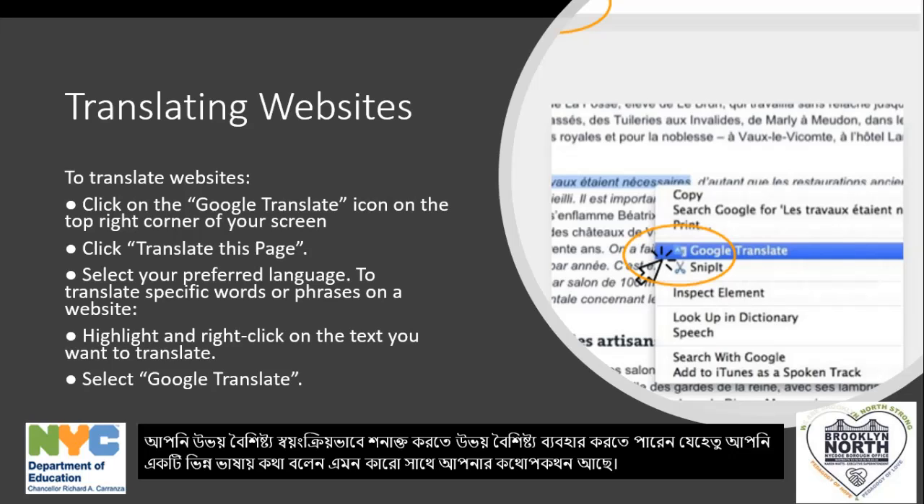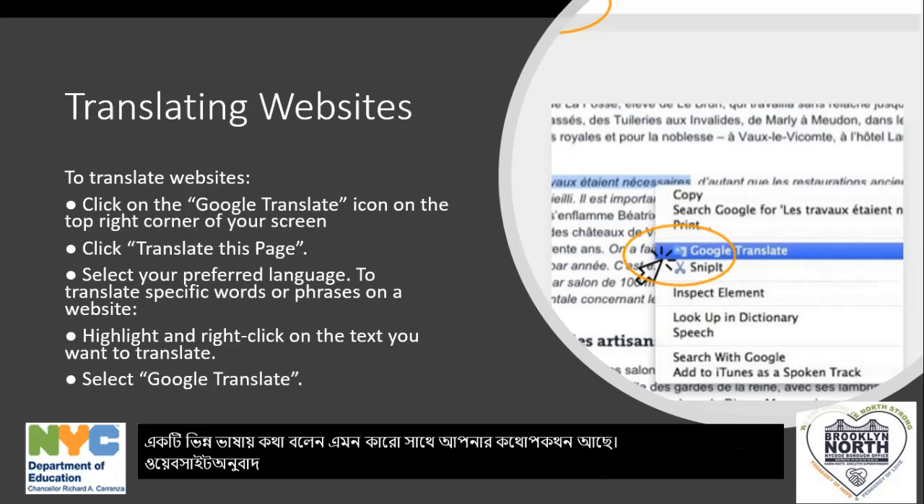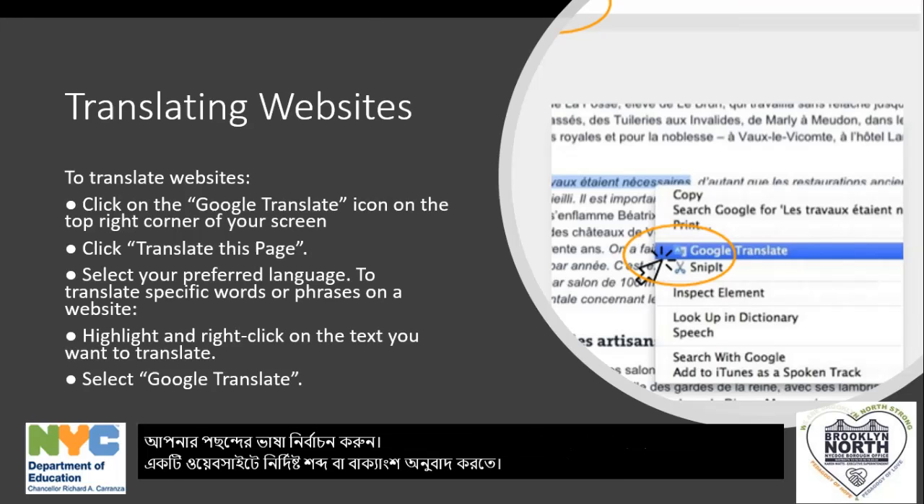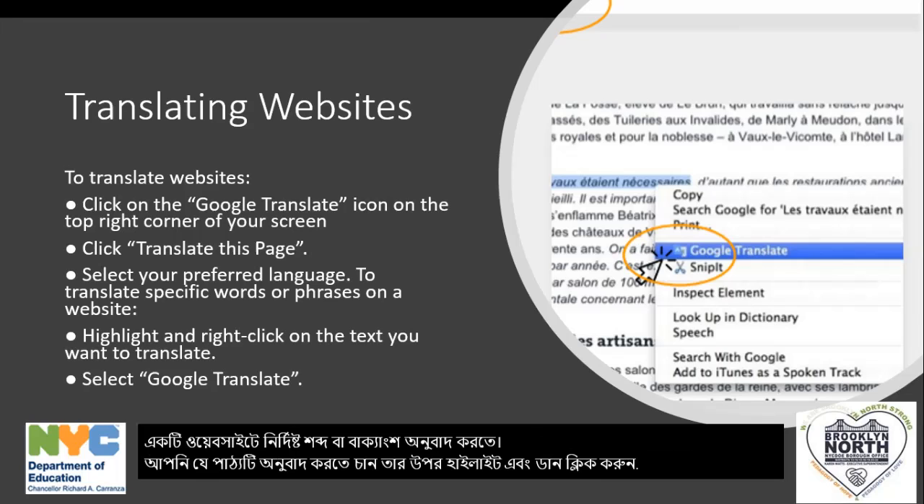To translate websites, click on the Google Translate icon on the top right corner of your screen. Click Translate this page. Select your preferred language. To translate specific words or phrases on a website, highlight and right-click on the text you want to translate. Then select Google Translate.